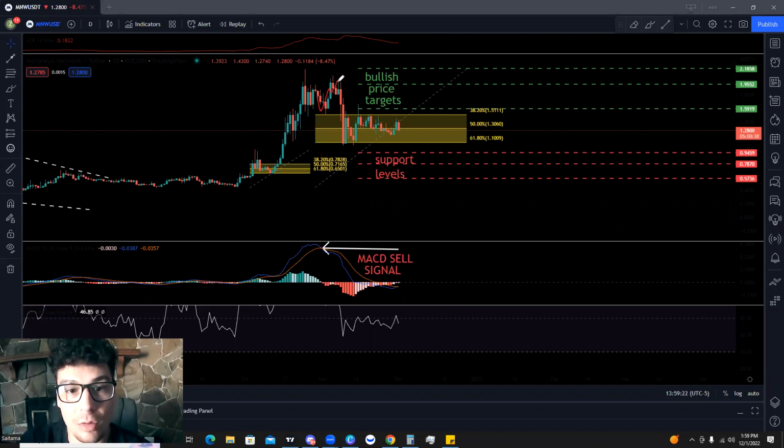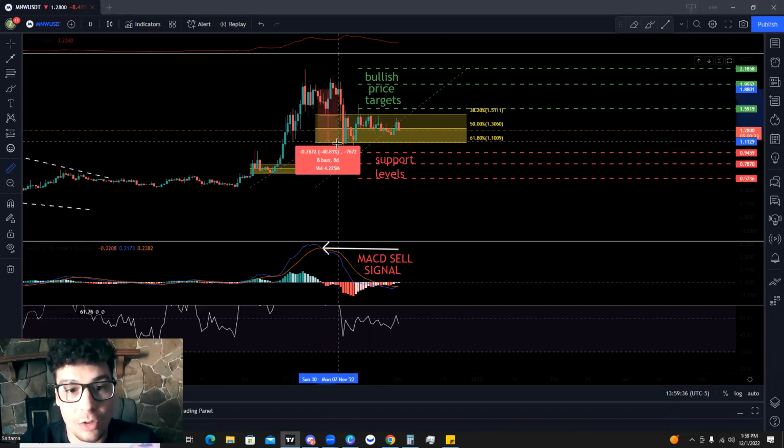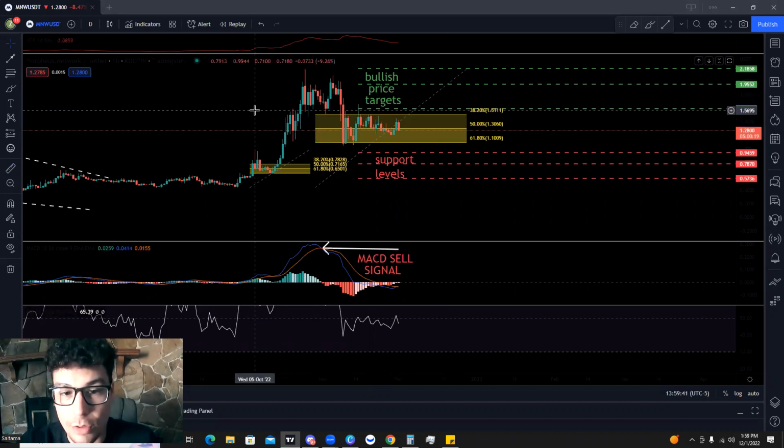Then we consolidate a little bit and then boom, we get those nasty days where the entire cryptocurrency market sold off on the collapse of FTX, and originally the collapse of the FTT token. Again, that was another sharp sell-off. So here's our sell signal right here, and we end up dropping over 40%, nearly 45%.